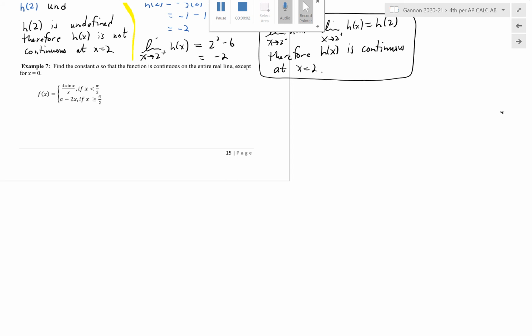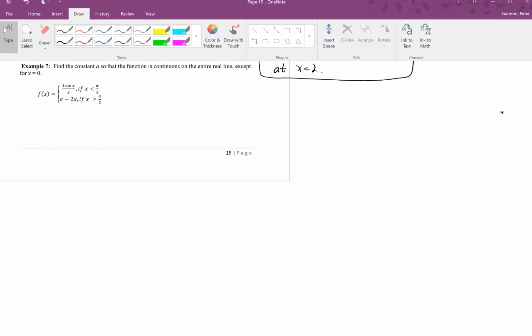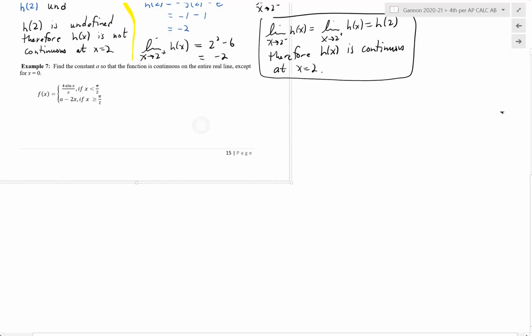This is video number 3 for the 2.6 notes. We're going to continue with example number 7. And if you guys take a look at the question, we want to find the constant a so that the function is continuous on the entire real line except for x equals 0.